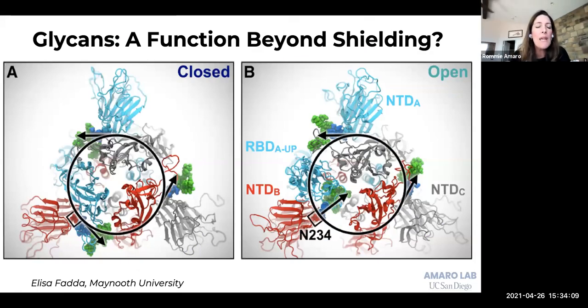Okay, so beyond shielding, there was something really interesting that came out. This has been a wonderful collaboration with Elisa Fadda. She is a terrific glycobiologist and glycochemist at Maynooth University. And we found something really interesting. When we were looking at the closed state of the spike, one thing that jumped out at us was that there was one glycan, shown here in blue and green, looking again top down on the spike, that always seemed to stick outwards in solution. But when we looked at the open structure, with one RBD up, we noticed something different. 2 of these glycans were sticking out, but one of them, in the N-terminal domain adjacent to the one RBD up, was actually pointing inwards.